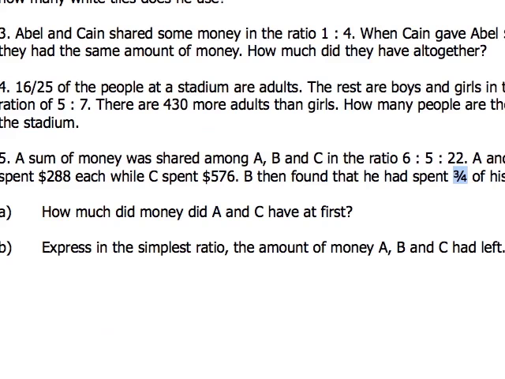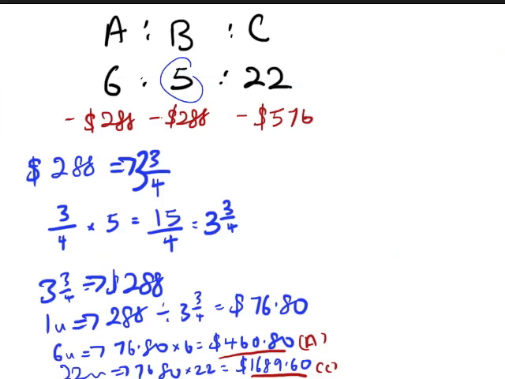Next question says, express in the simplest ratio the amount of money A, B, and C had left. Left. Very important. So in order for us to know that, we simply have to find B first. B had used up 3 and 3/4. So 5 units minus 3 and 3/4. Therefore he had 1 and 1/4 left.